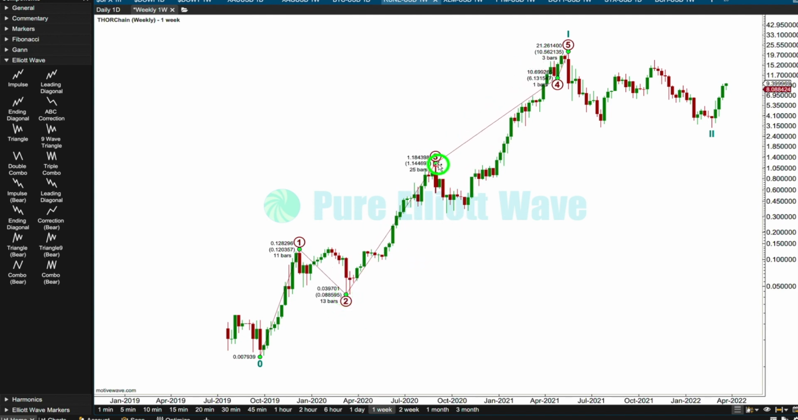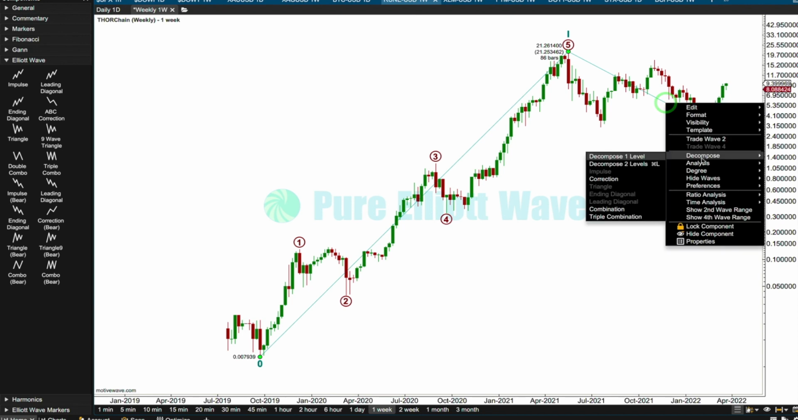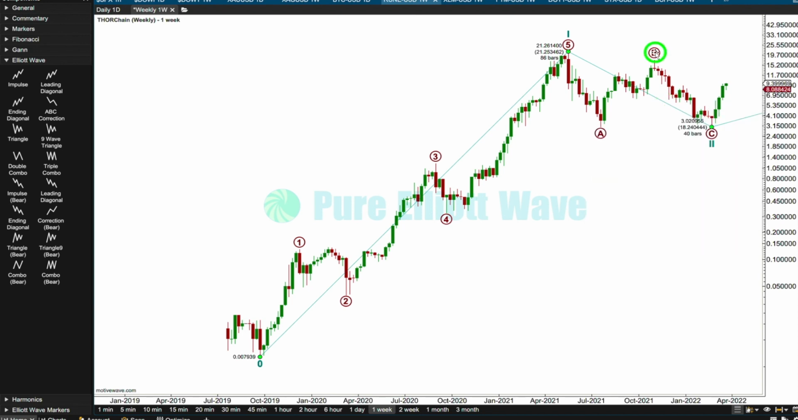And I want to put this here. And this here. 3 is longer than 1. 5 is a lot longer than 3. That looks pretty good. 2 looks like a huge zigzag, and that B wave in the middle looks like a really good zigzag.